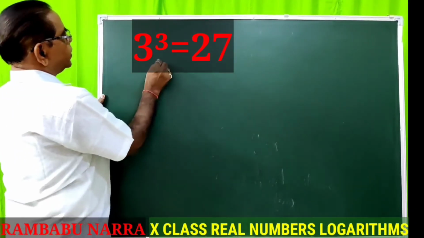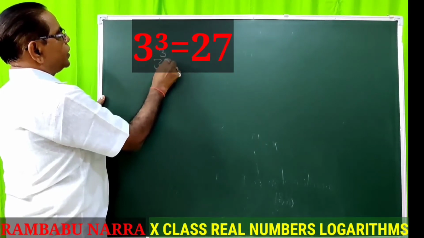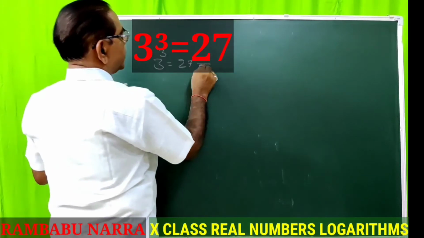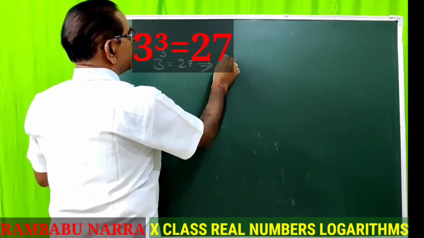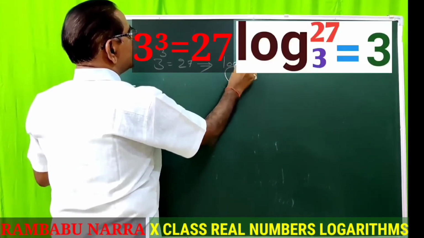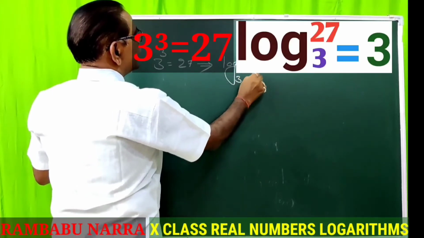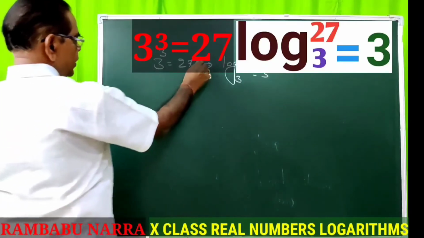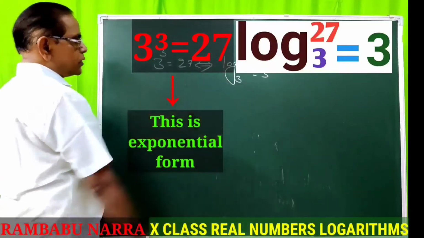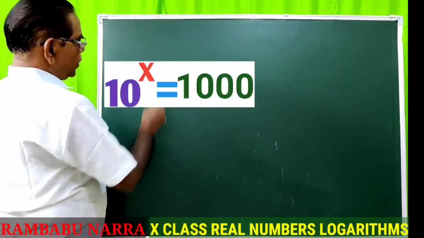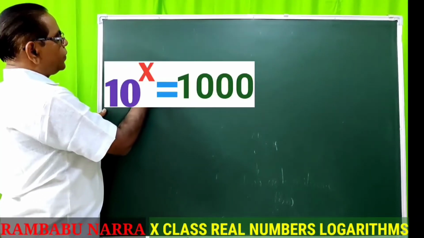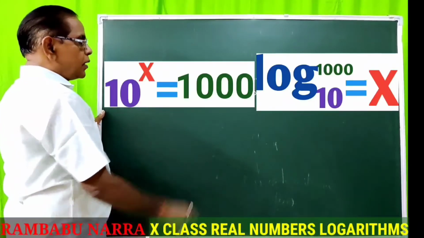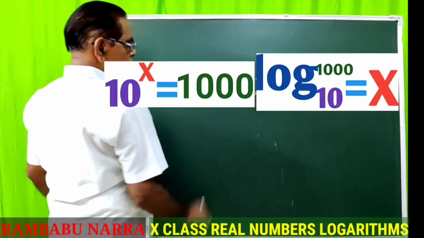Small example: 3 cube equal to 27. This is the exponential form. We can write it in logarithmic form: log 27 base 3 equal to 3. This is the exponential form. This is the logarithmic form. In the same way, 10 to the power of x equal to 1000. We can write the logarithmic form: log 1000 base 10 equal to x.